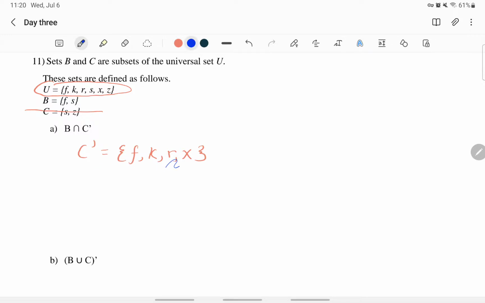Now that we found C complement, we can now find the intersection between B and C complement. Intersection represents what are the common elements in set B and set C complement. Both sets share an F. So the answer to this question is going to be the set with the element F.